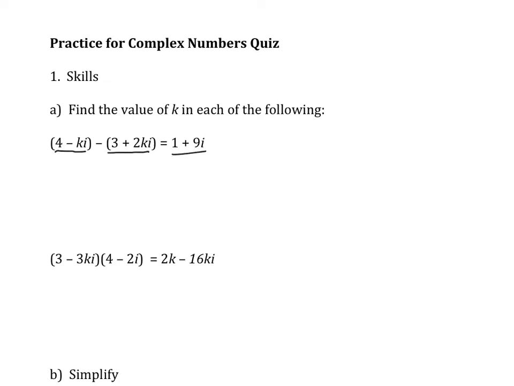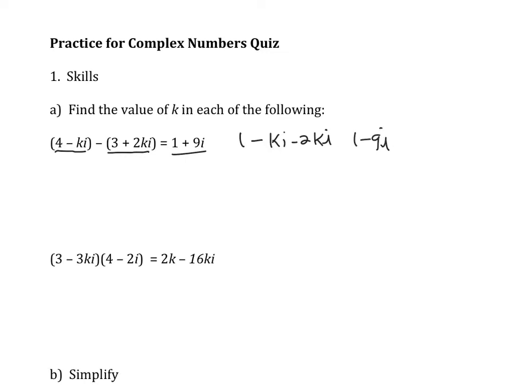So the first thing to remember is that the real portion of this and the imaginary portion are completely distinct and independent from each other. So when we combine these two with our subtraction, we're going to end up with 1 for our real portion, which is 4 minus 3. And then for our imaginary portion, we're going to end up with negative ki minus 2ki. And that's going to give us 1 minus 9i.